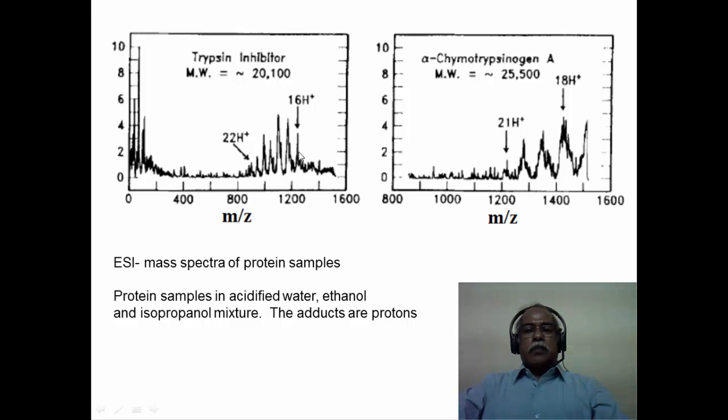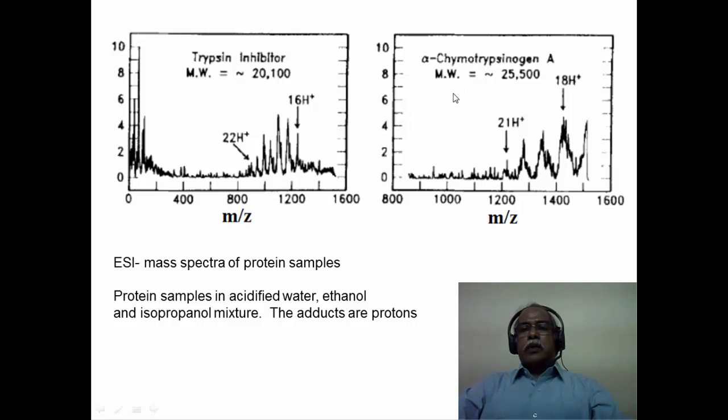Let us take, for example, this is 16, 17, 18, 19, 20. The 20 corresponds to an M by Z of somewhere around 1000 or so. So if Z is 20, that essentially comes to the molecular weight of 20,000 or so in the case of the trypsin inhibitor.